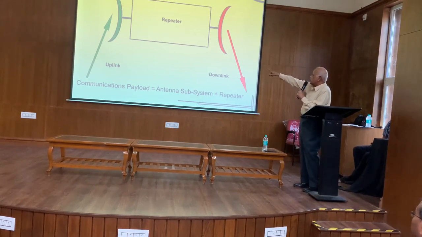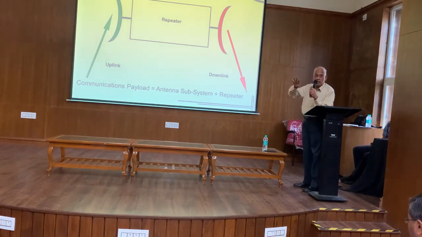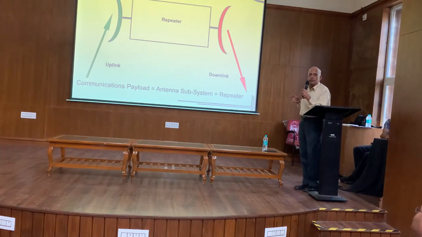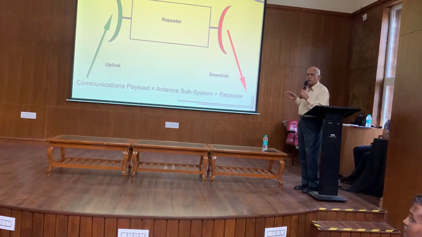Many times, this receive antenna and the transmitter antenna can be one single antenna. In that case, it is called a trans-receive antenna. The repeater will have a low noise amplifier. Of course, it will have some filters to filter out all unwanted interfering signals. After the filter, there will be a low noise amplifier.